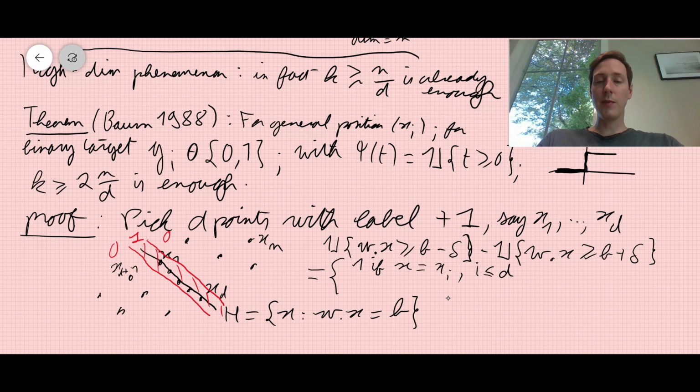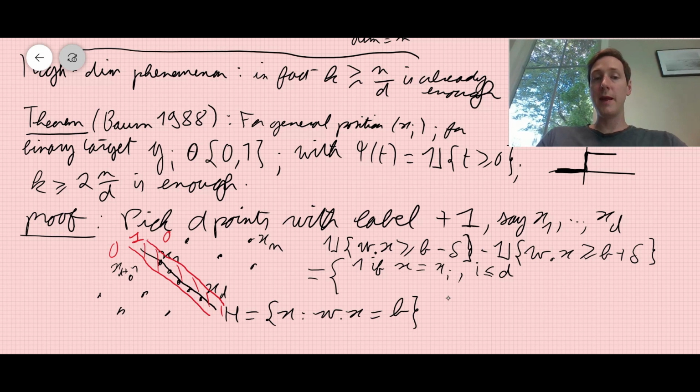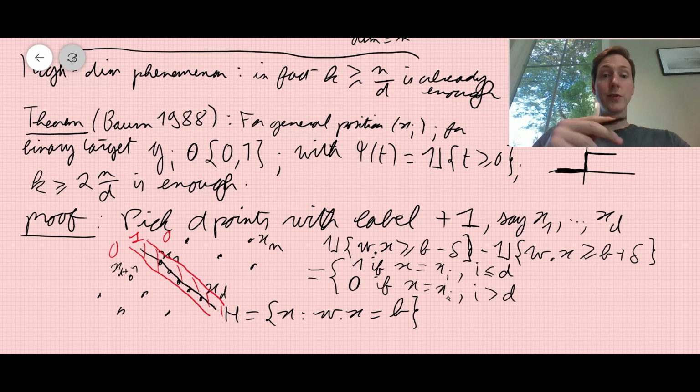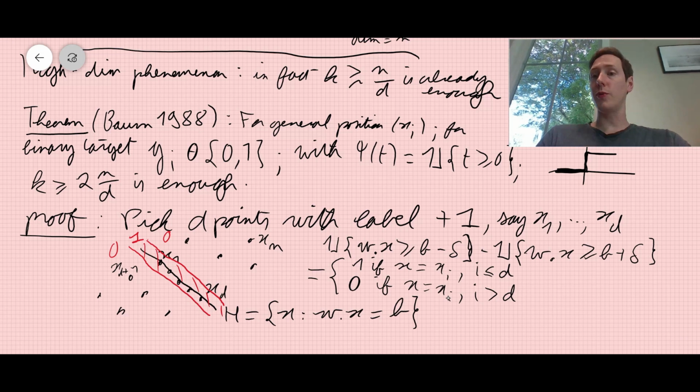Now, on the other hand, for any other data point, what happens? If I'm on this side, then both neurons fire because I'm both larger than b minus delta and larger than b plus delta. So they cancel each other: 1 minus 1 equals 0. On the other hand, on this side, none of them fires, right? Because I'm both smaller than b minus delta and smaller than b plus delta in terms of my inner product with w. So any other data point is going to be equal to 0, if x is equal to xi and i is larger than d. Okay, so I could fit exactly my label +1 on d points using just two neurons.